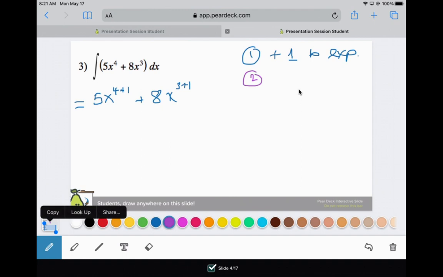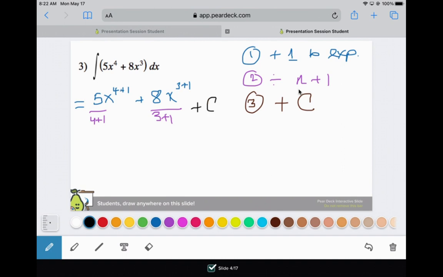Step number 2, I'm going to divide by n plus 1, which just means the exponent plus 1, so I'm going to divide by 4 plus 1, and up here it is 3 plus 1. Step number 3, plus c. So I will do a plus c here. That's the 3 steps for you to do antiderivative. Step number 1, I'm looking at the power, plus 1 to the power. Step number 2, that n plus 1 I will divide for each term. Step number 3, I will do a plus c. And the very last step is simplify everything.